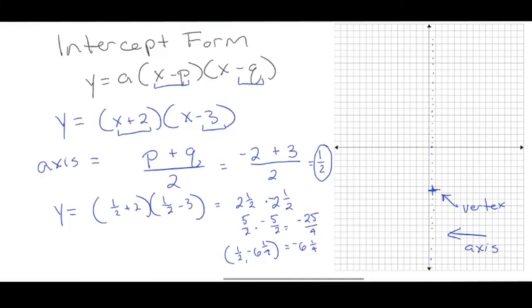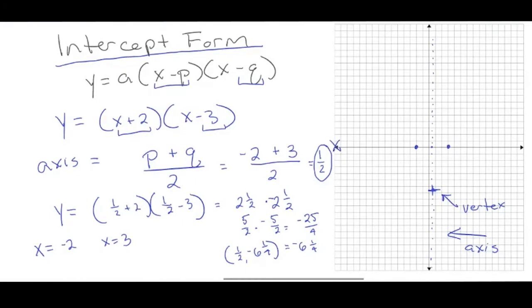And then from this point, I'm going to show you a trick. This is called intercept form because p and q are the x-intercepts. So at x equals negative 2 and x equals 3, that's where this curve crosses the x-axis. So we'll go to negative 2 and make a point, and we will go to positive 3 on the x-axis. Remember, this one is the x-axis.